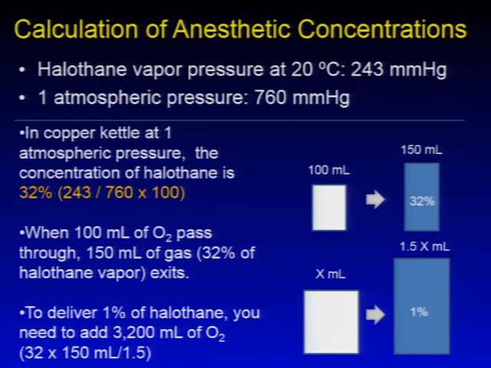Now, when you want to deliver 100% halogen, how much oxygen do you have to add? This is the easy calculation: 32 times 150 milliliter divided by 1.5. That will provide you an X, which is the oxygen gas volume required to generate 1% halogen vapor, which is 3,200 milliliter.